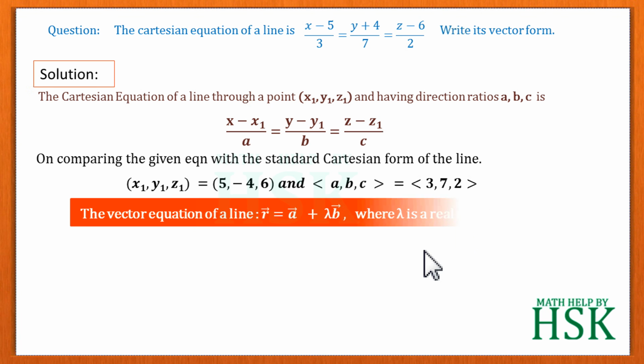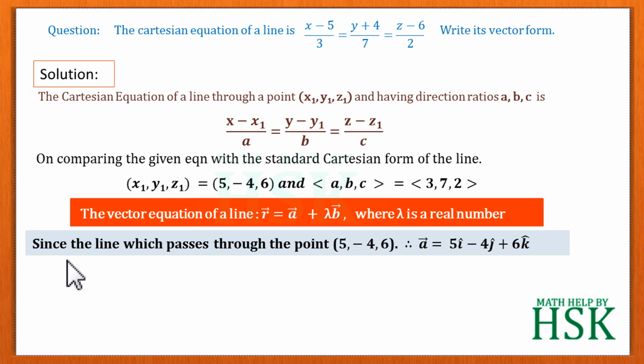Now, the vector equation of a line is given by r = a + λb, where the line passes through this point a and it is parallel to this vector b. Since the line passes through the point (5, -4, 6), we can say that a = 5i - 4j + 6k, that is converting this point into its position vector.